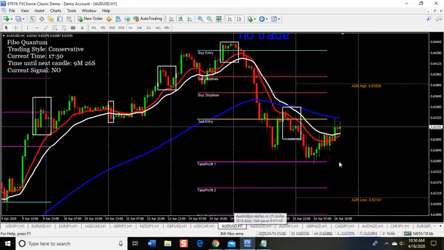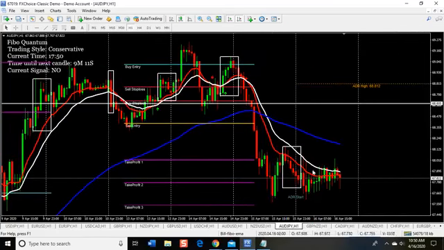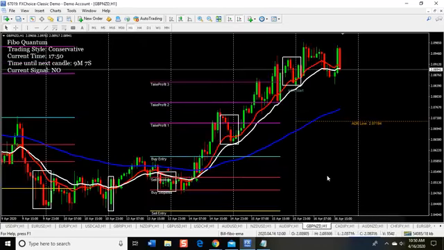AUD USD. No trade here. It's currently outside of the trading signal lines now. And NZD USD is also outside of the trading signal lines. AUD JPY outside of the trading signal lines. There's no signals right now.